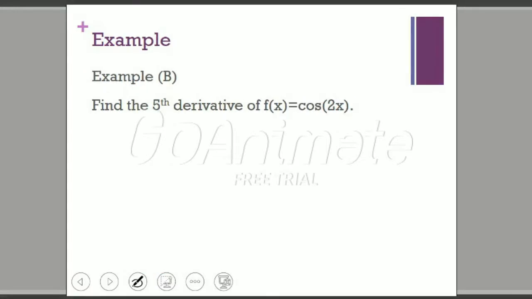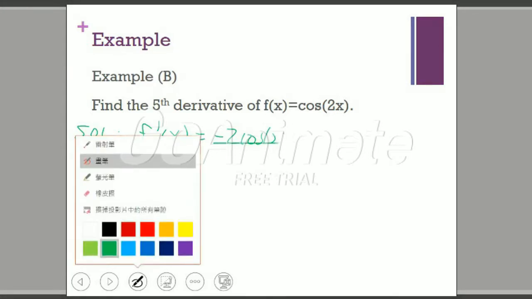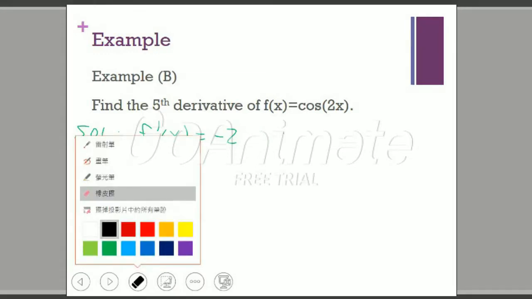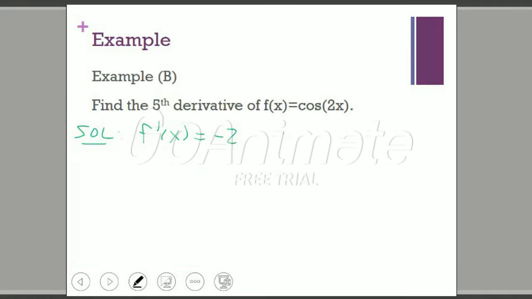And finally, let's find the fifth derivative of cosine 2x. So this is much more straightforward. For example, f prime of x would just be minus 2 cosine by chain rule, 2x. Oh, sine, sorry. Sine, oops. Sine 2x.